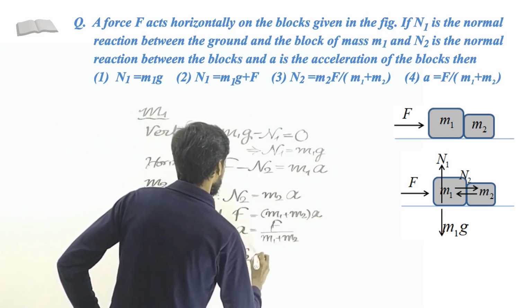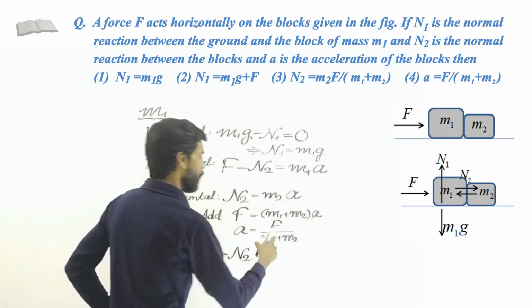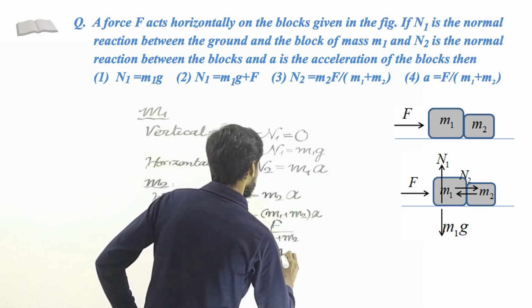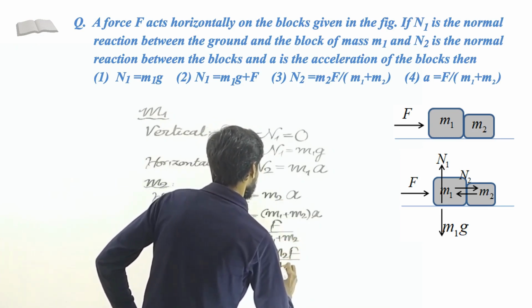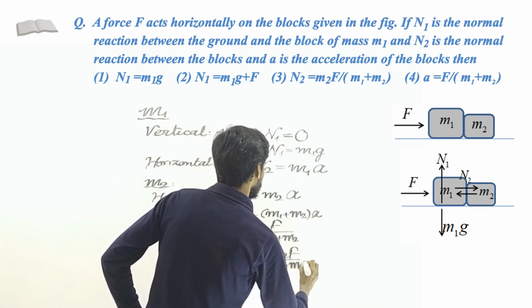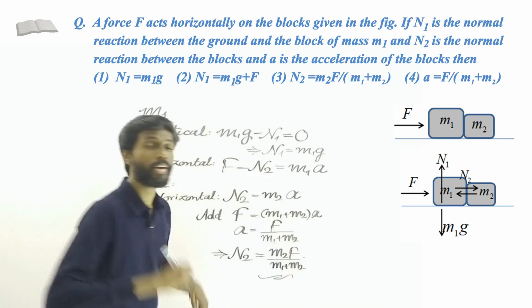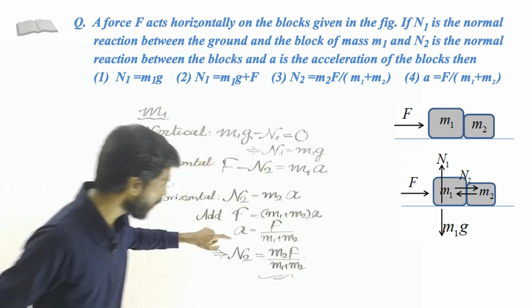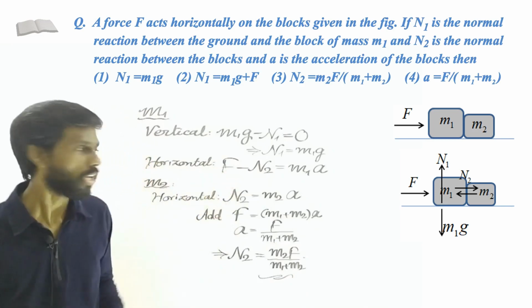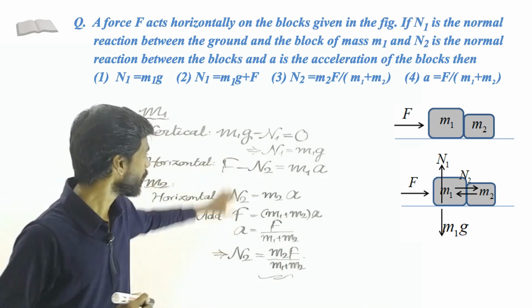So N2 equals M2 multiplied by A. So it is M2 F divided by M1 plus M2. So that's all. This is our required normal reaction between these two blocks, right? Now to find the acceleration of these two blocks, we can also write it directly without considering these equations separately.